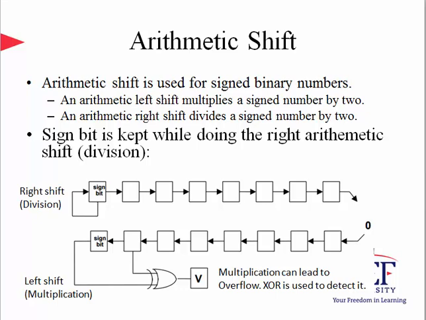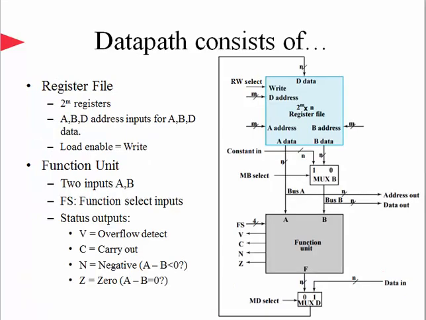On the other hand, arithmetic left shift does not need to keep the sign bit. Yet an overflow can happen, and this can be detected using the logic shown at the bottom of the slide. Remember that similar logic was used when we were talking about arithmetic adder operation in the digital system design class. Here is the big picture of our datapath register file.